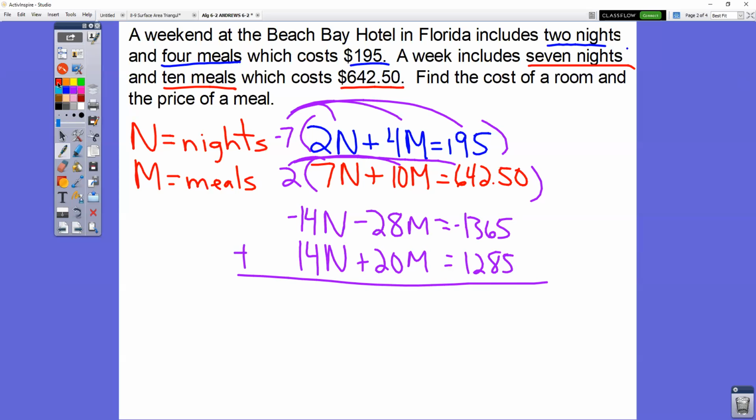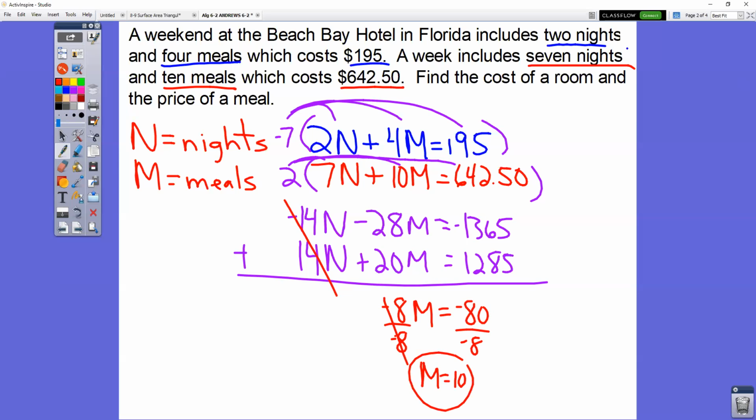When we add going down, this 14 and -14 cancel out. So we end up with -8m equals -80. Divide by -8, divide by -8, and we end up with m equals 10. Now take that m equals 10, and we can sub it into here or here for m. I think that top equation is a little bit easier to sub into.